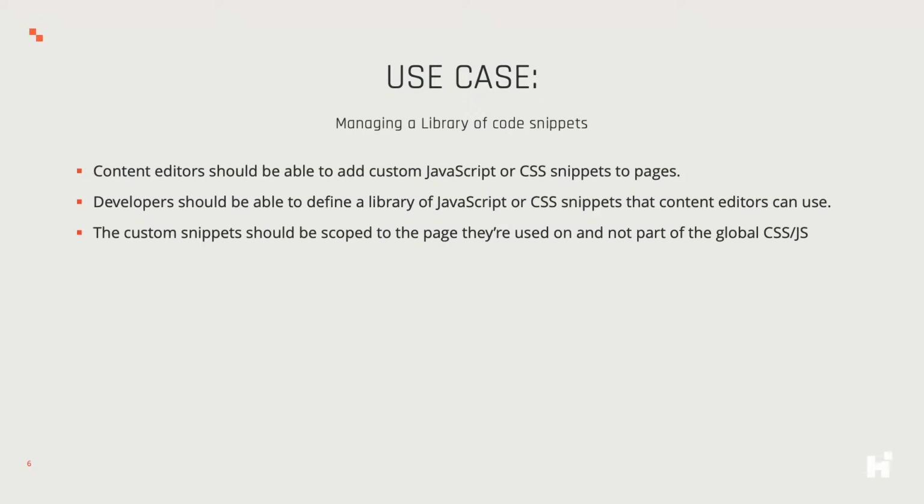They want to be able to use JavaScript or CSS, and they want to be able to build the library that the content editors can then use. And the custom snippets should be scoped to the page they're on. They shouldn't just be added to the site at large. These are like one-off pages with a form integration or something, not something you're adding across your entire site. So you don't want that JS loaded on every page. You want it just where you want it.